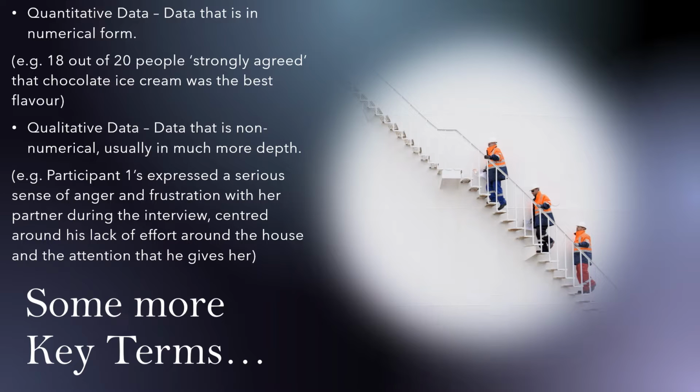Okay, a couple more key terms. Another thing that you need to know is the difference between quantitative and qualitative data. Basically, quantitative data, the root word there is quantity, which is all about numbers. It's all about how much. So quantitative data is data that is in numerical form. It's numbers. It's easily put into statistics.